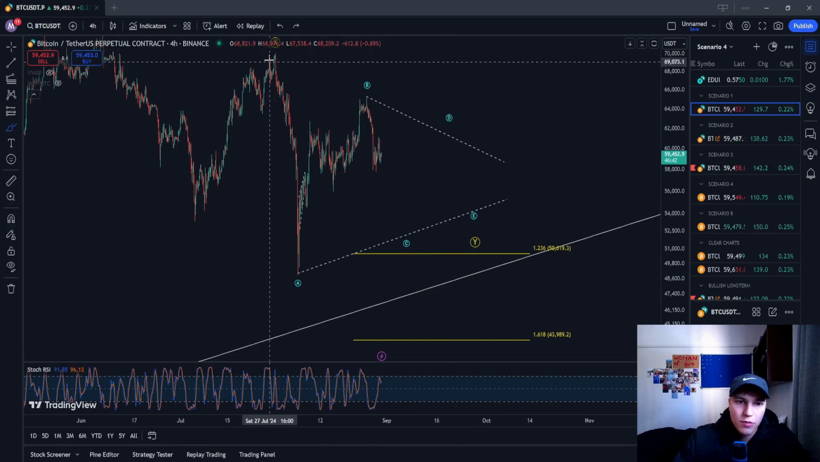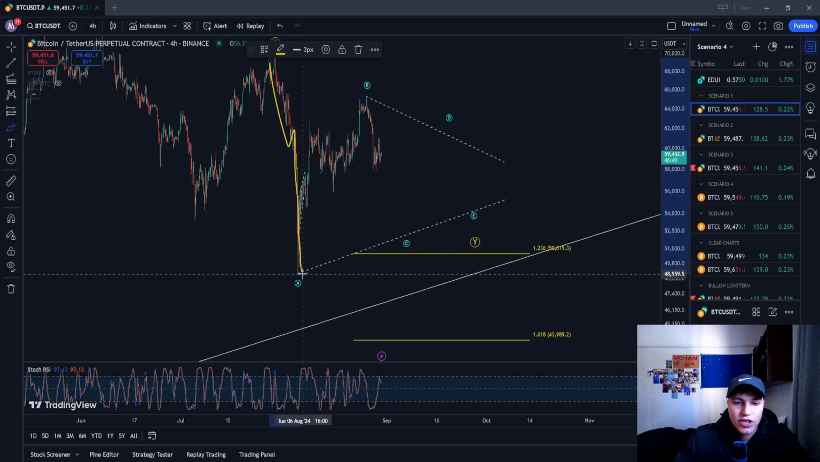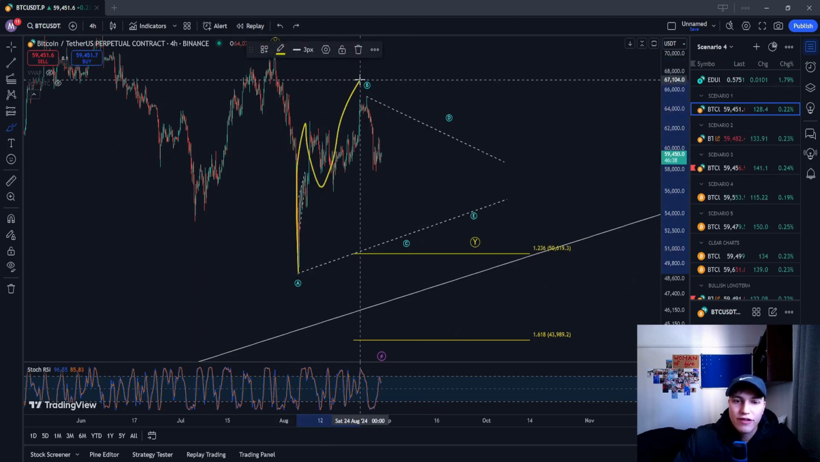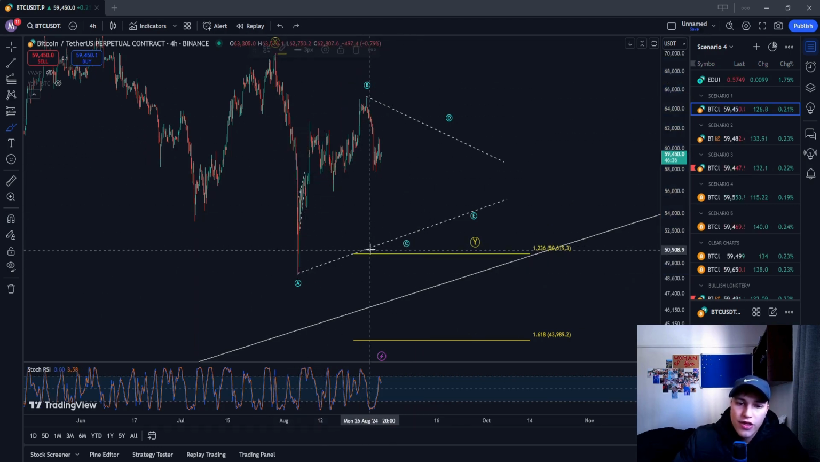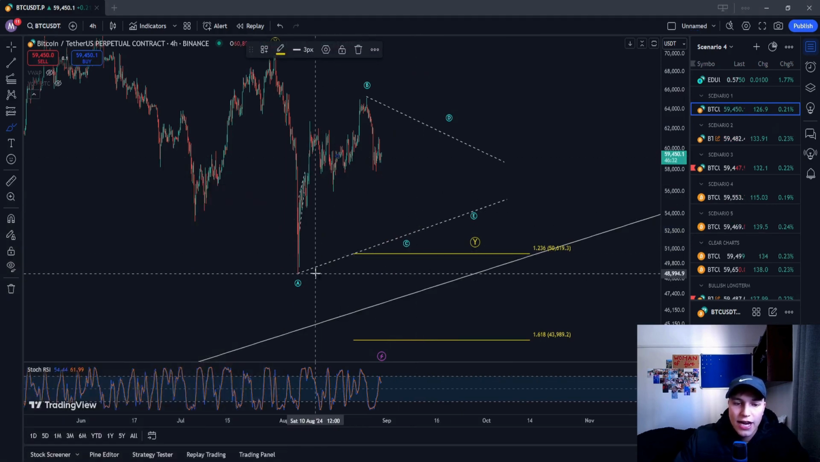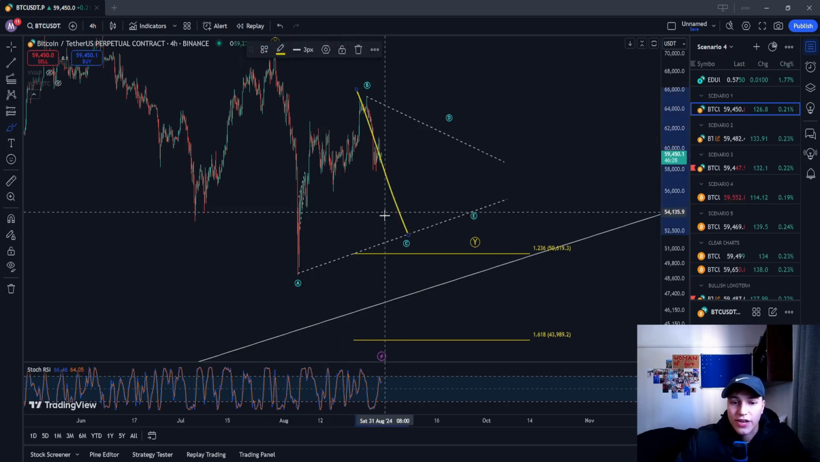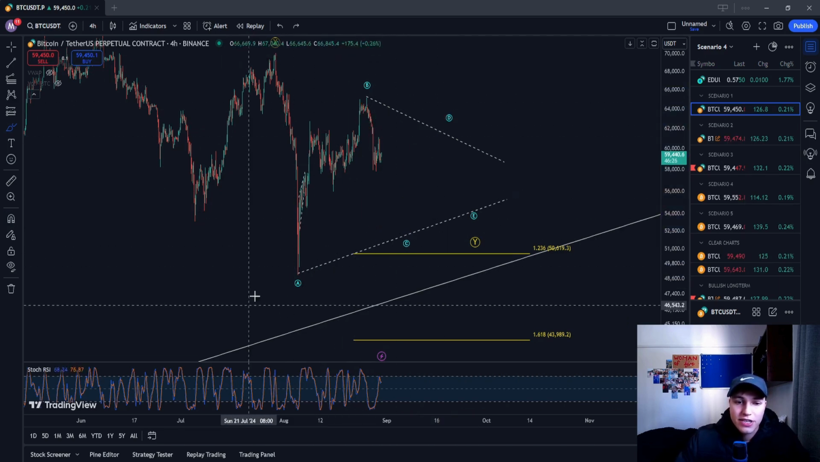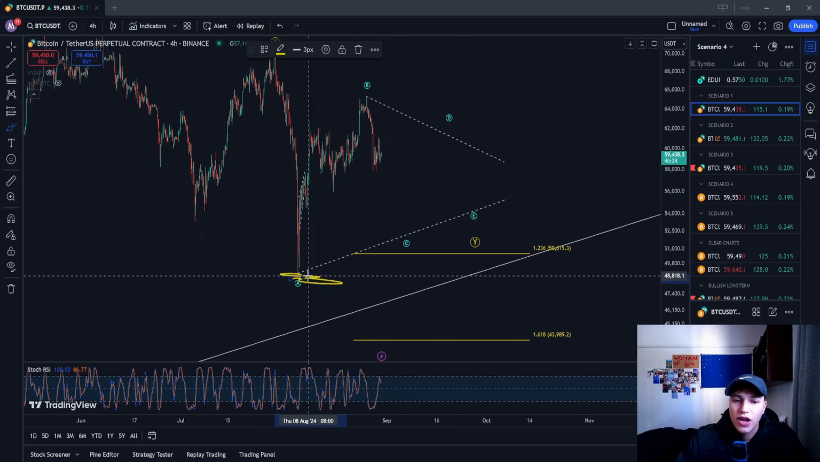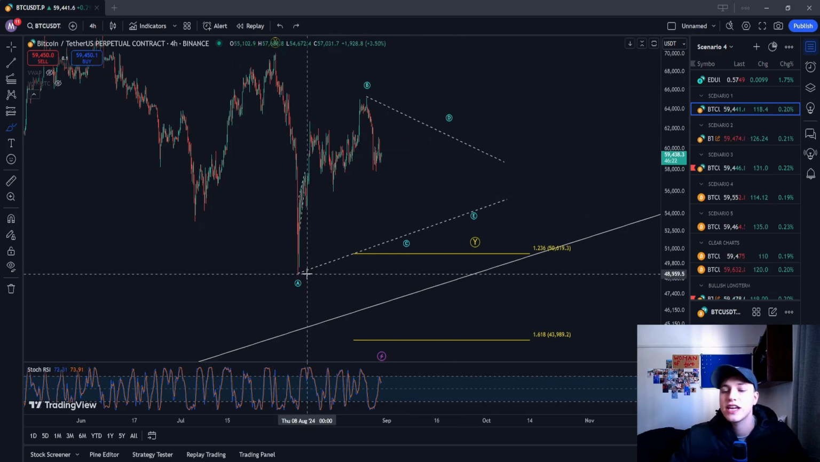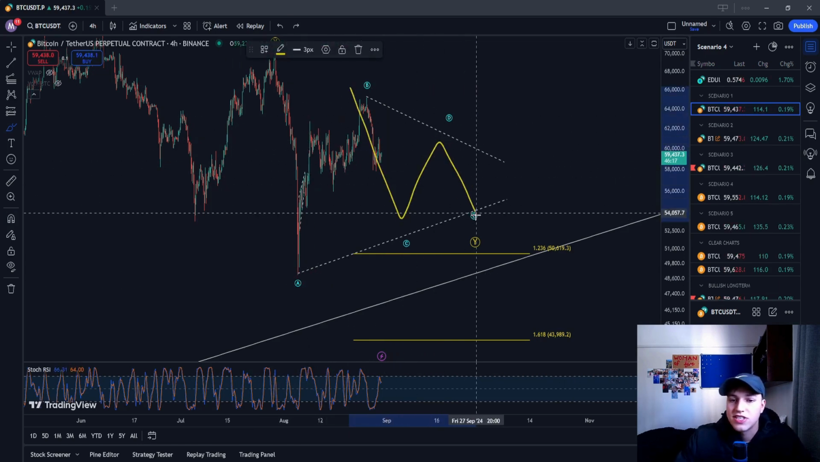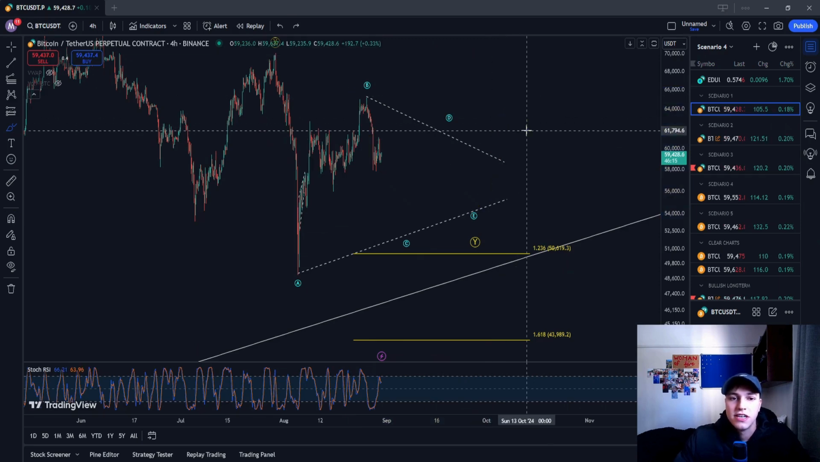Now, at the moment, we have a 3-wave structure in A, a 3-wave in B, and now if this is broken and we do head past this A wave low, we should see this triangle break. That would mean an invalidation. But as long as price remains above the low of this A wave, sitting at 48,900, this is still a very high possibility.